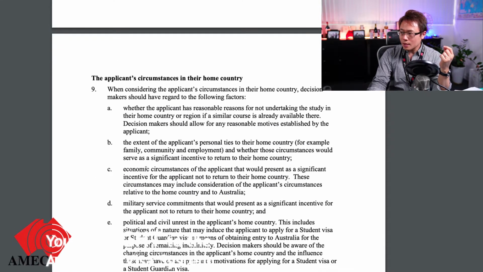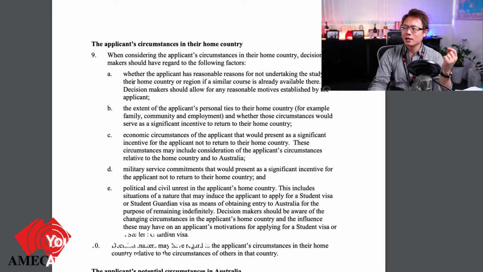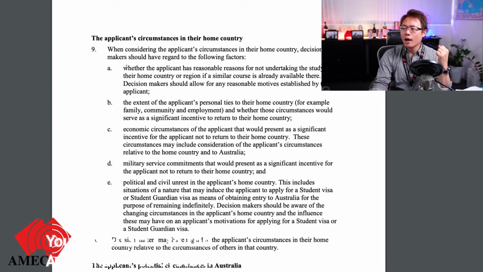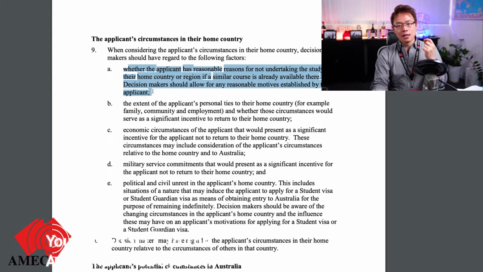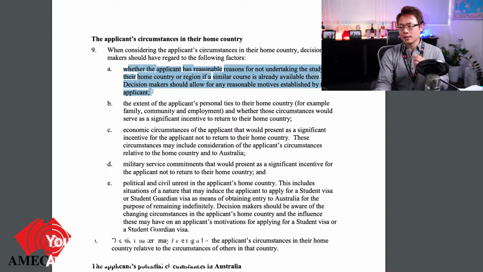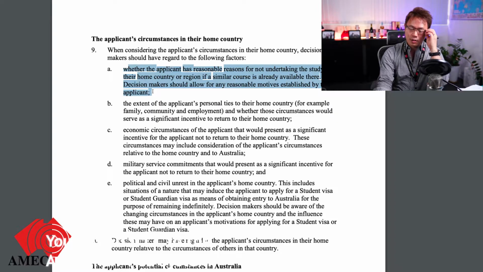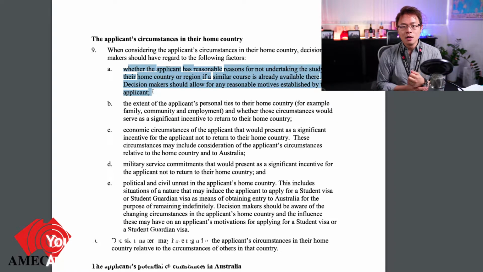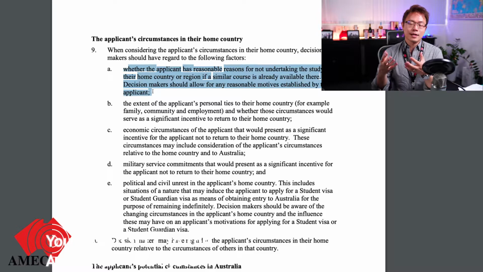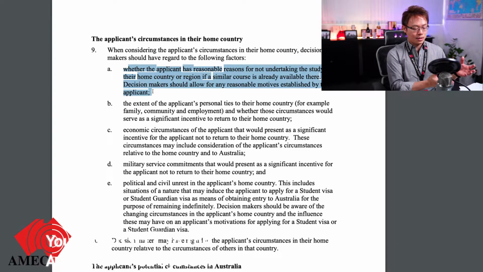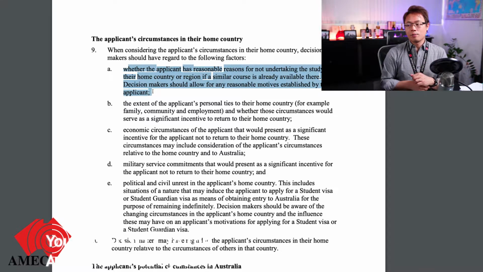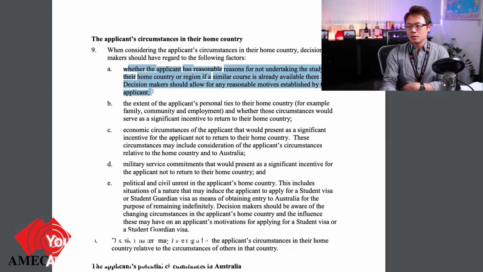So the circumstances in your home country, what they're looking at is why you wanted to study in Australia, why not stay in your home country and study there. So you need to provide a reason. The reason can possibly be, well, there's a better opportunity, better quality of education in comparison to what you are actually being offered in your home country, better experience perhaps, but you need to write those reasons, okay?